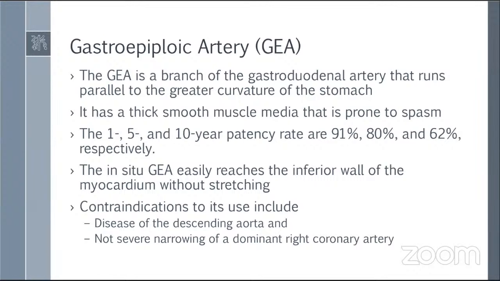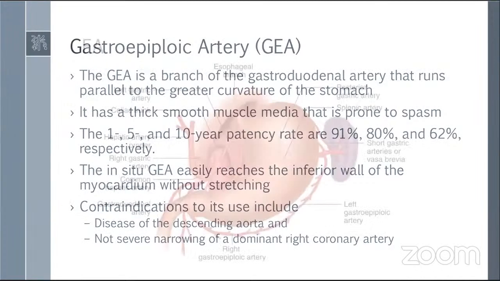The 1, 5, and 10 year patency are 91, 80, and 62% respectively. The right gastroepiploic artery easily reaches the inferior wall, especially the PDA, without stretching. Contraindications for the use of this artery are diseases of the descending aorta, because it comes from the celiac trunk and from the gastroduodenal artery, and a severe narrowing of the dominant right coronary artery.